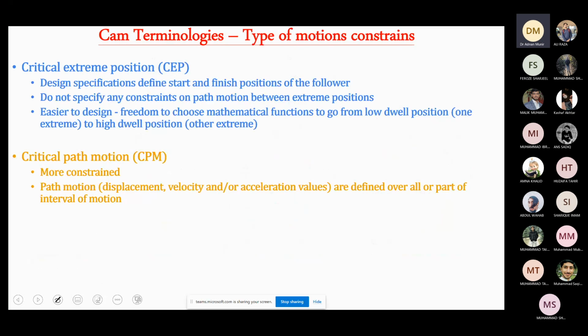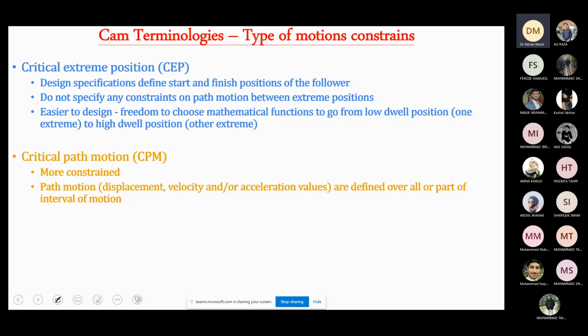Now, critical extreme position, also abbreviated as CEP. Design specifications define start and finish positions of the follower. So when we are asked to design a cam follower based on critical extreme position, the design specifications will normally include the start and finish position of the follower. They do not specify any constraints on the path motion between the extreme positions. So you can select whatever function you want between the start and the finish position, right?